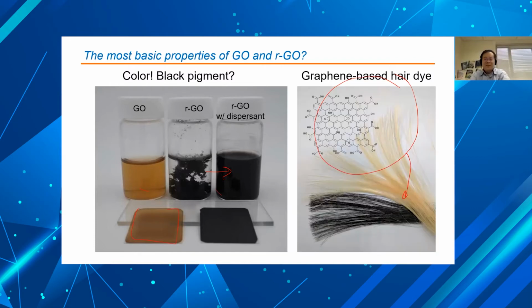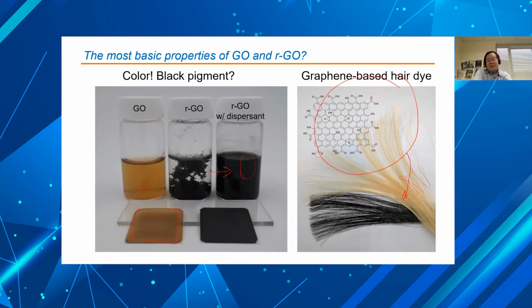This is hair dyes, okay? So, here's a photo showing basically bleached blonde hair. You can certainly chemically dye it and turn it black, but if you just coat it with this graphene-based ink, it turns very black, and the color looks very natural, very close to natural black hair.